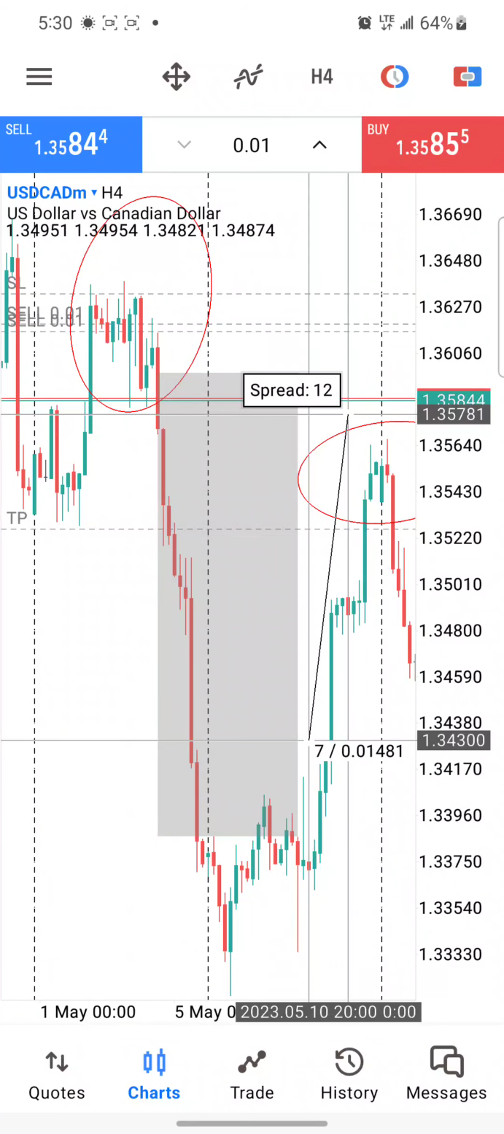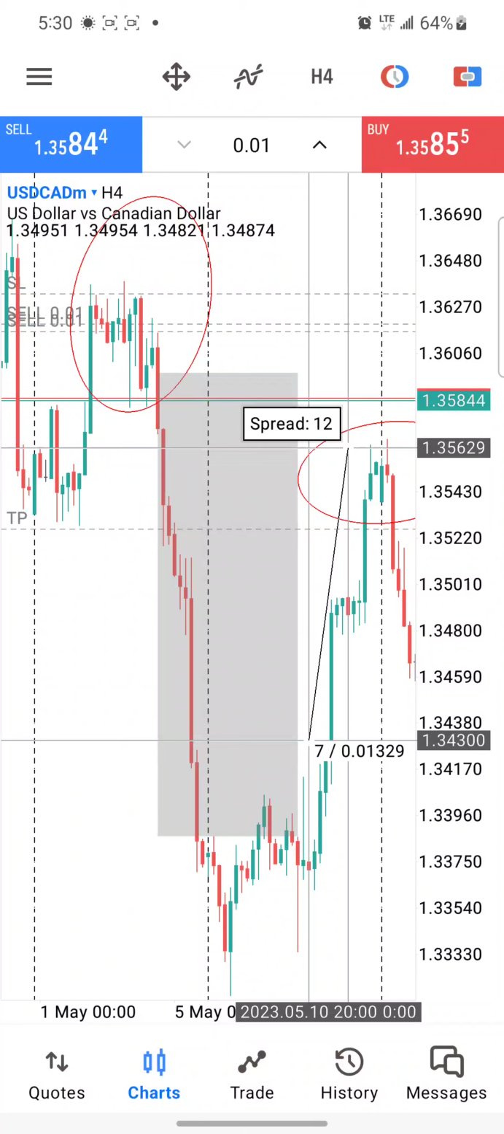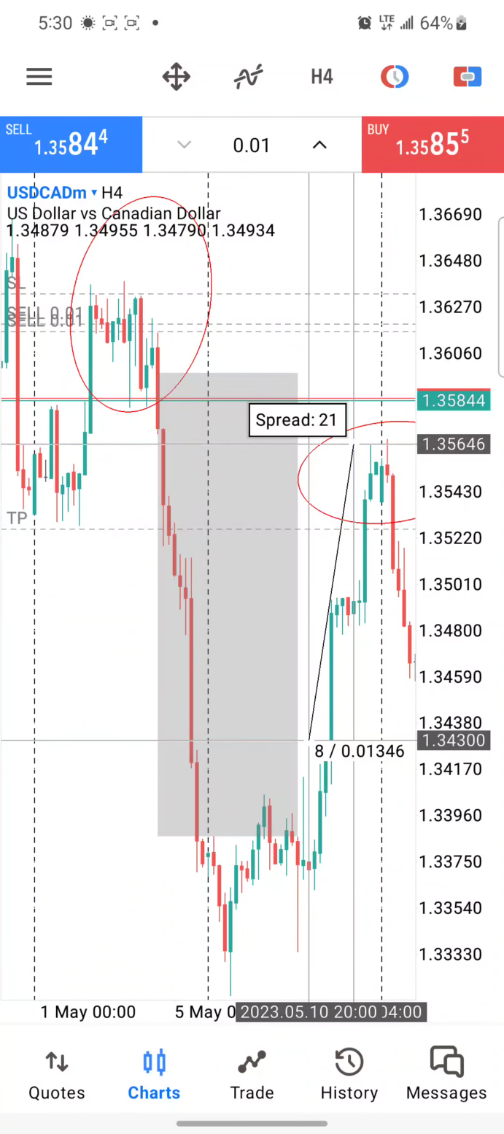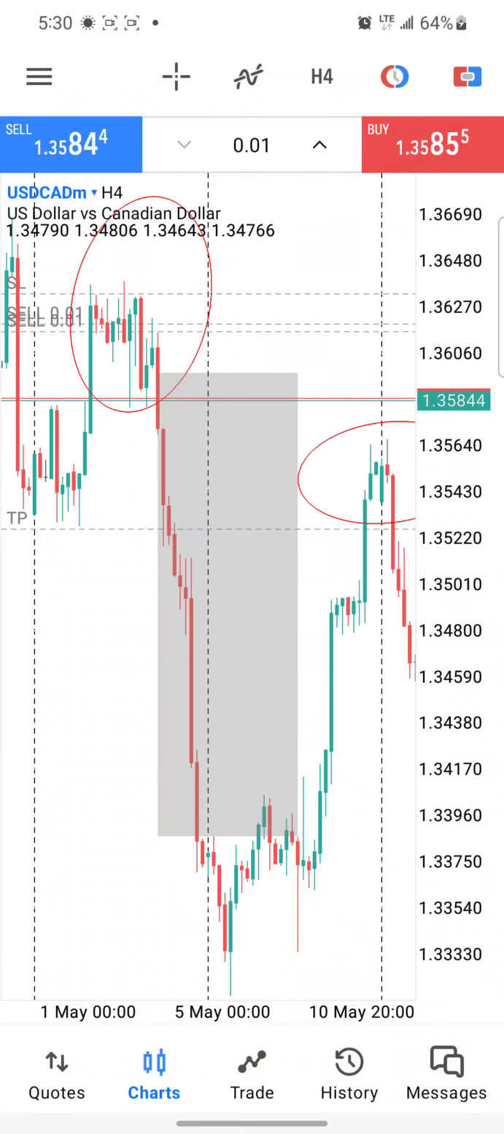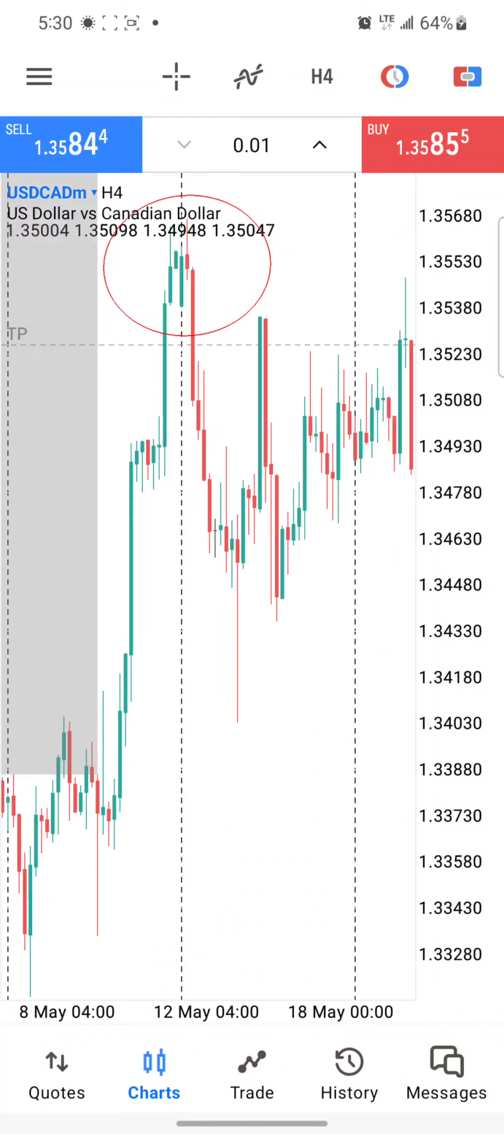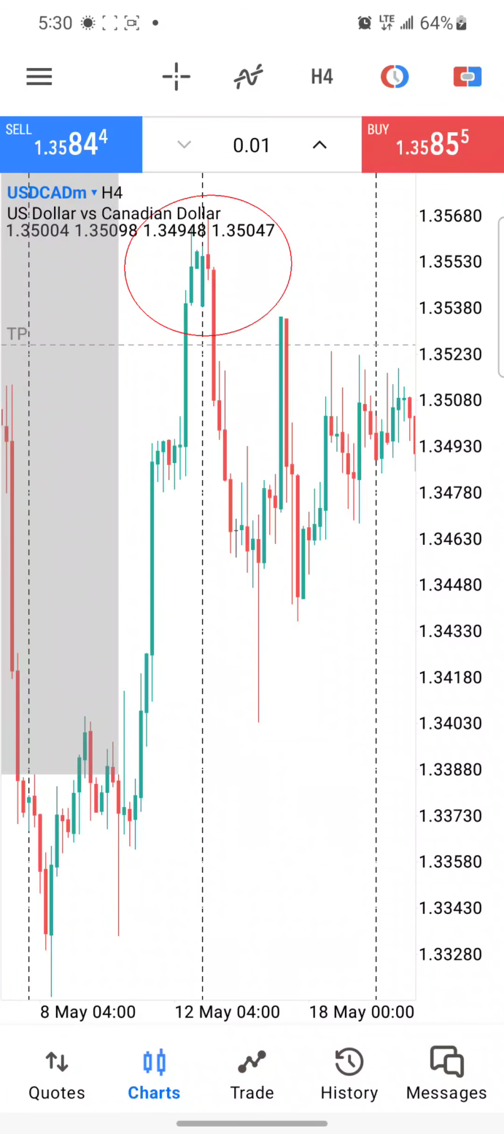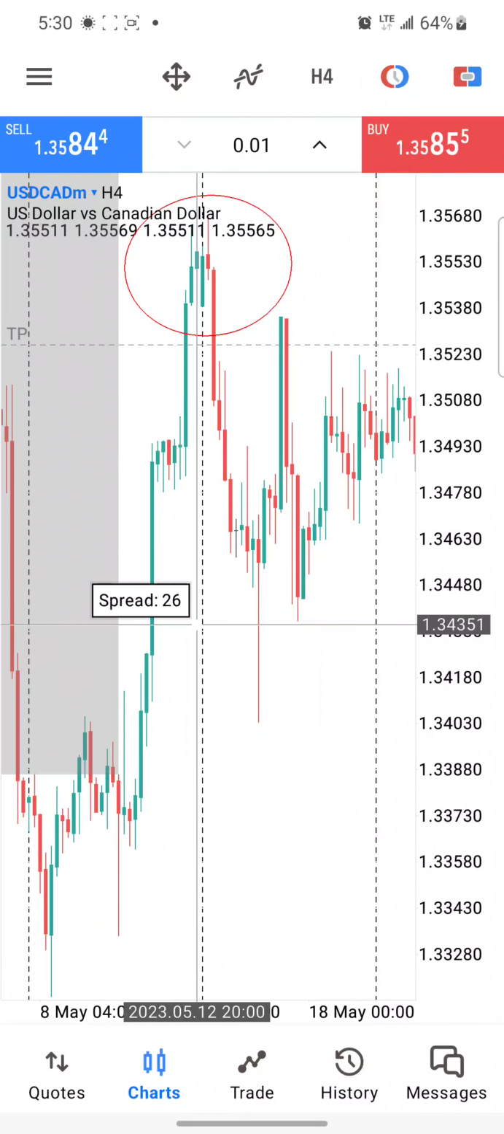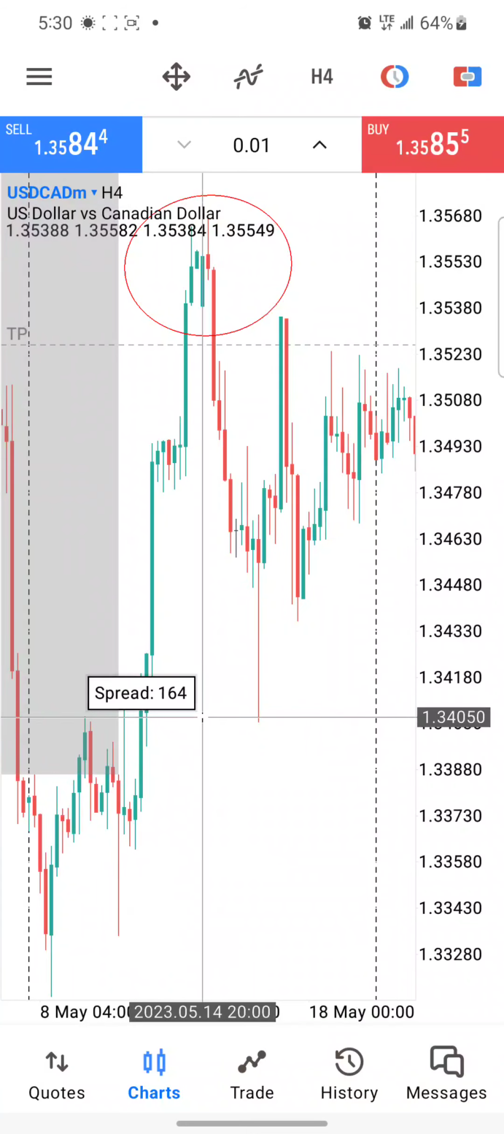Let me show you something. As you see that the market has created an inducement, the market then came down to a point. And what's the point? Watch here. It came down to this ICT Breaker Block. After it got to this ICT Breaker Block, what did the market do again?